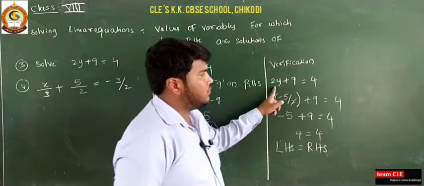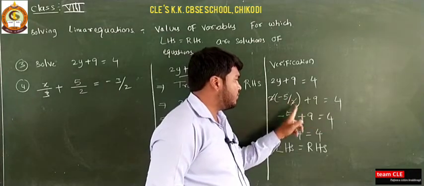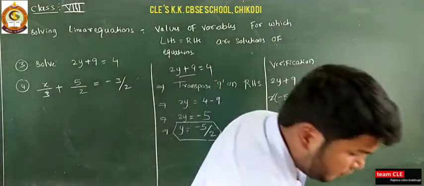Just you need to put y equal to minus 5 by 2 in this equation. 2 gets cancelled, minus 5 plus 9, which is equal to 4. 9 minus 5, which is equal to 4. 4 is equal to 4, that is LHS is equal to RHS.